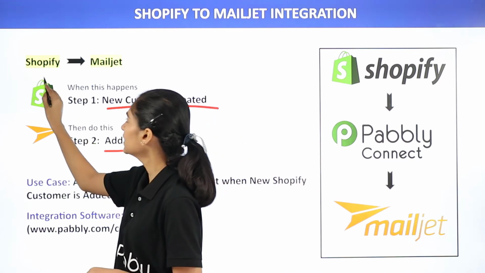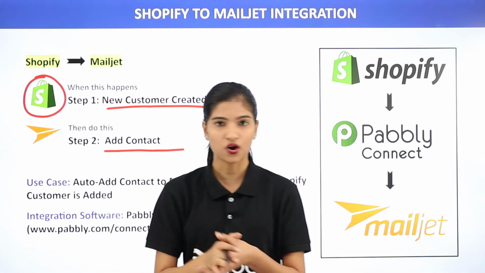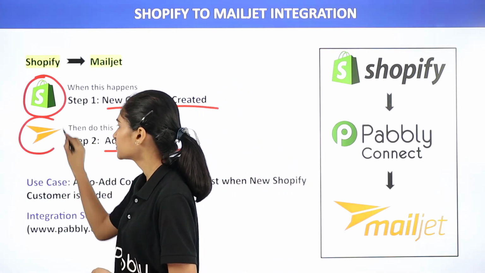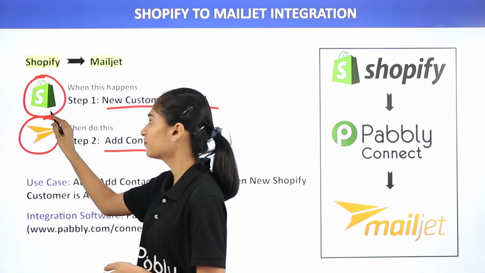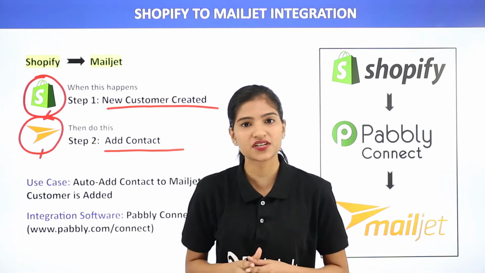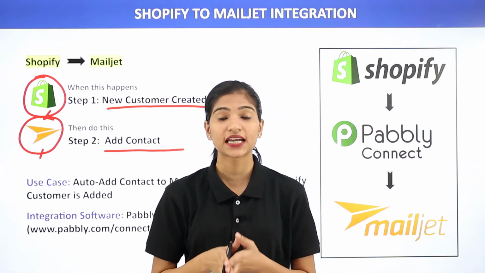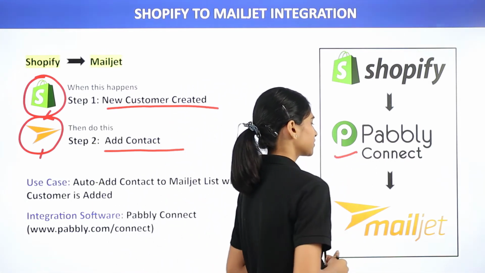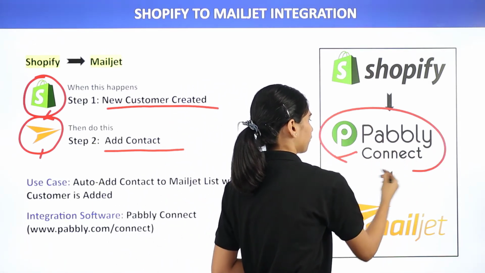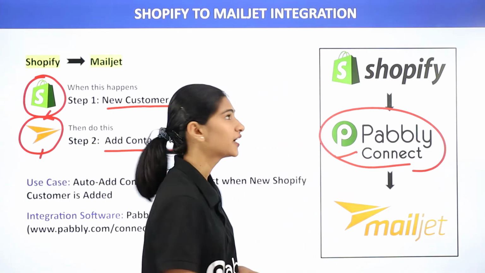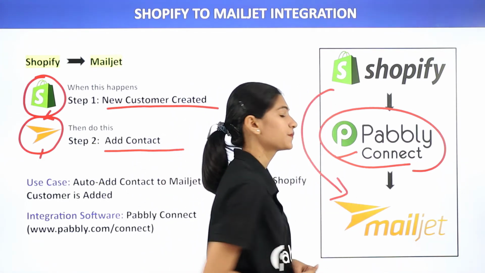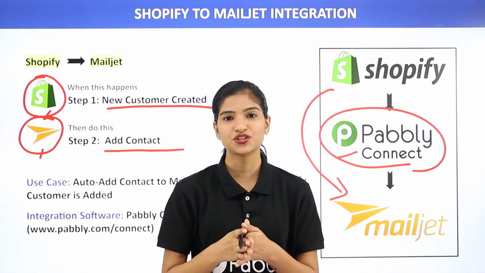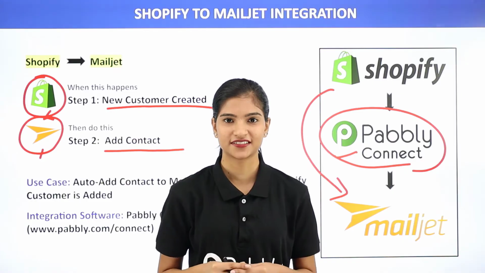So Shopify is an e-commerce platform where you can set up your online store and sell your products, whereas Mailjet is an email service provider. Although Shopify and Mailjet have some native integration between them, this integration has certain limitations, and that is why we are going to use Pabbly Connect. So Pabbly Connect is an integration software which will help you to transfer data from Shopify to Mailjet. The best part here is you don't require any knowledge of coding. So let me show you this on my screen.